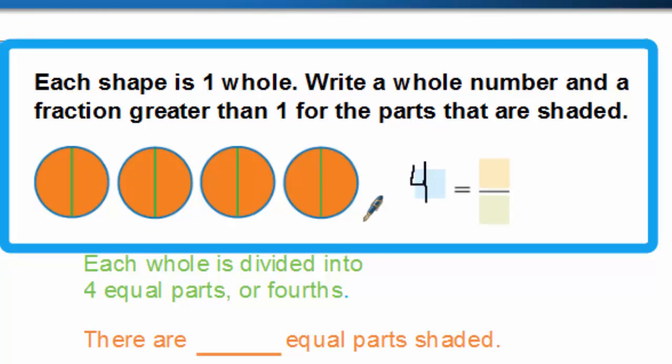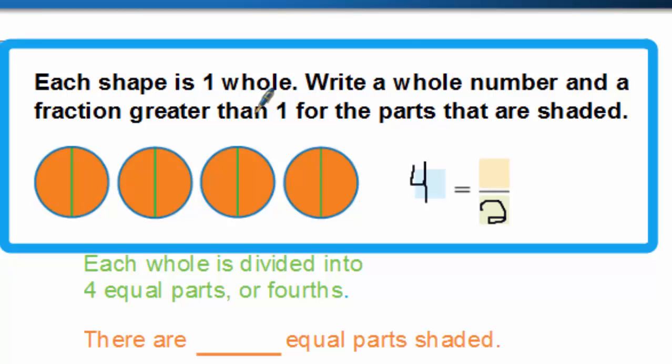Now we need to look at what are the size of the parts. Each one is divided into how many parts? 2, right? Each circle is divided into 2, and what do we call those? Halves. So we're going to put the 2 as the denominator. These are all halves, aren't they? This is a half, this is a half, this is a half, this is a half, this is a half, this is a half. So how many halves do we have?